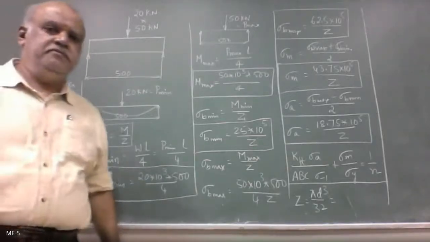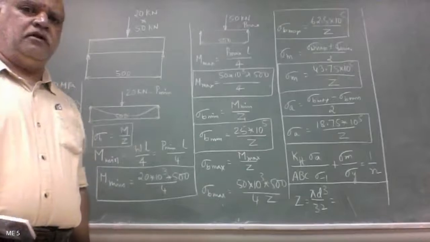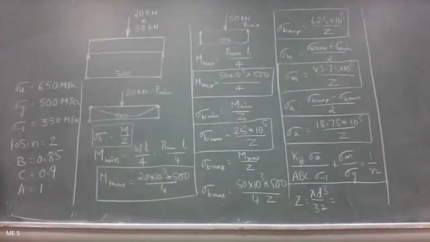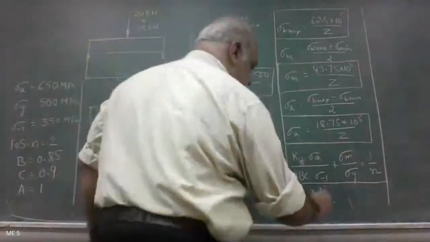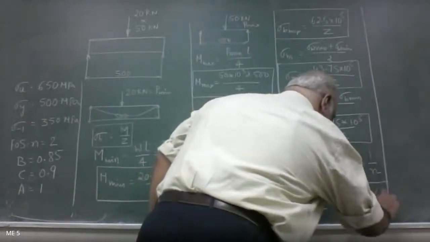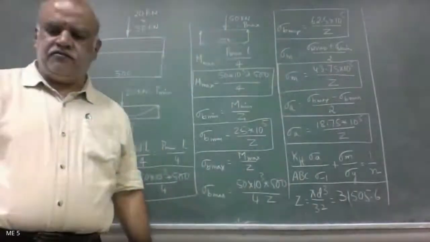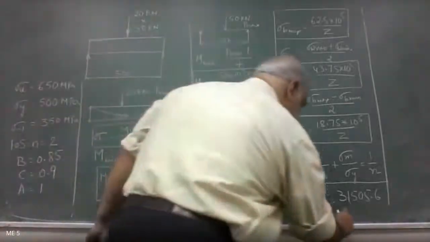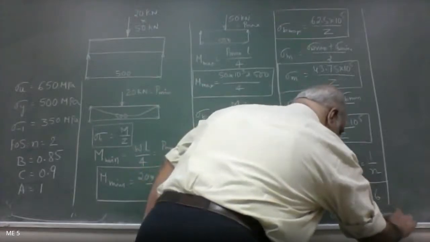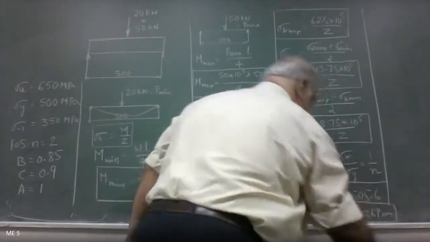What's the value of Z? I'm getting 31505.6. Yes, 31505.6 exactly is what I got. So from there, you will get D is equal to 68.46, that's correct. 68.5, that is 69 mm. That is the value of diameter.